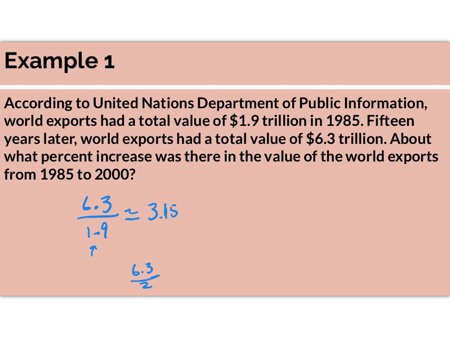So we got to change this decimal to a percent. We're going to multiply by 100, and we get about 315%. And so if this was 2 trillion and we went to 6 trillion, we went 1, 2, 3 times the number. So 315% makes sense. All right, that was our example.